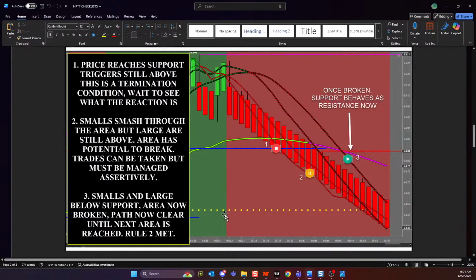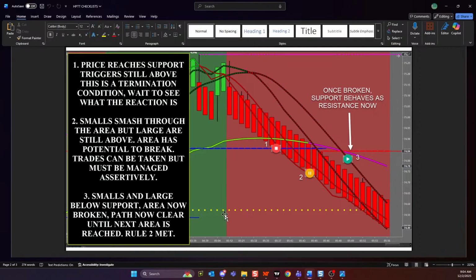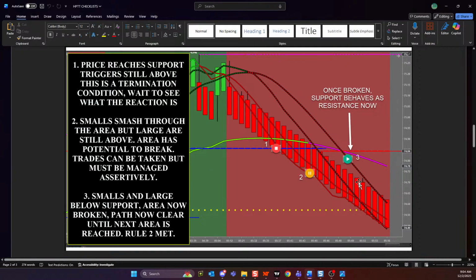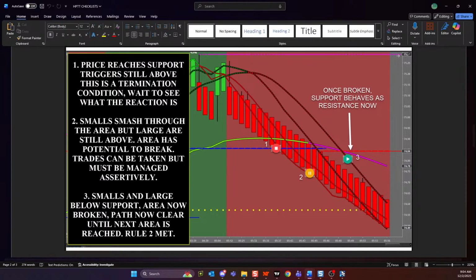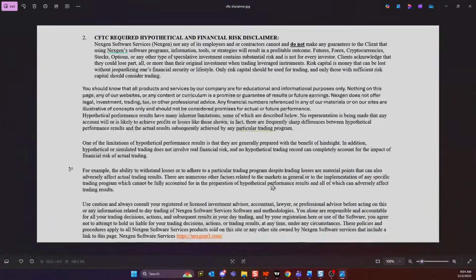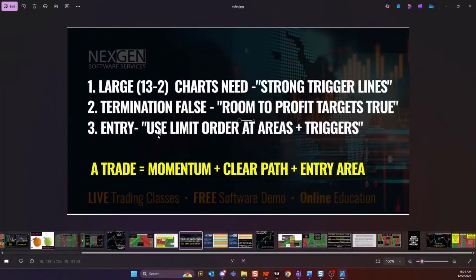You guys are about to learn that 90% of your day is sitting on your hands. 90% of your day is doing nothing. 90% of your day is being patient. Because until you have a clear path, all 4 trigger lines below support, all 4 trigger lines above resistance, guys, you don't have the best of the best. You don't have the highest probability trend trade. You don't have momentum and path, guys, and this is your core, and this is our foundation.